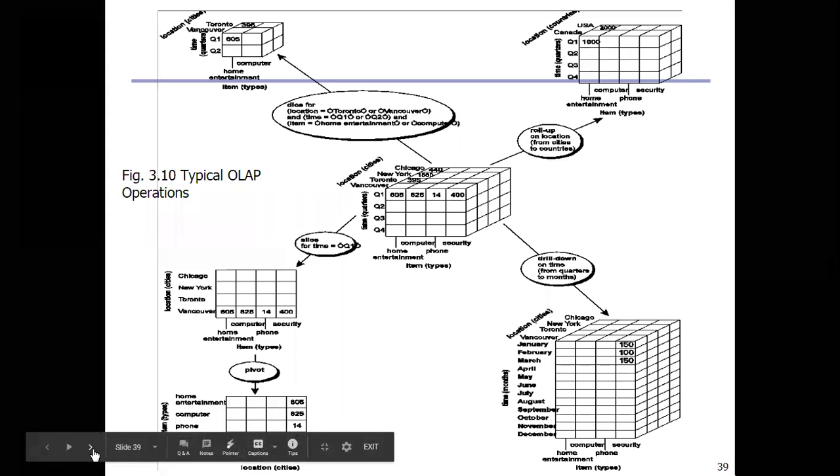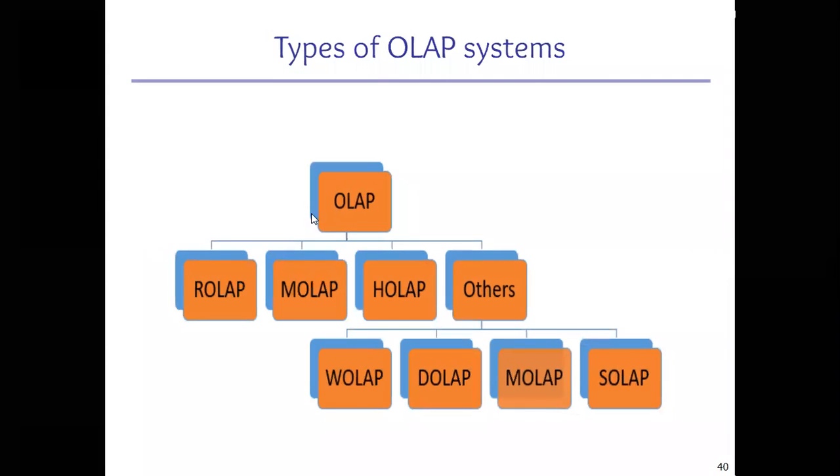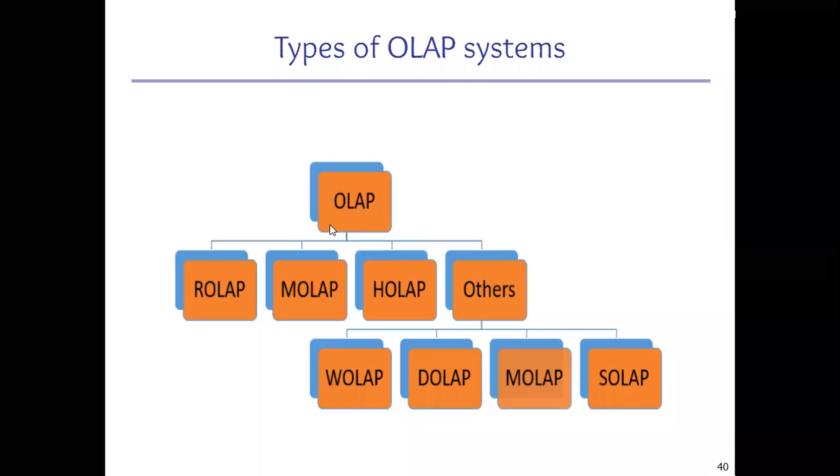So now I will go to the next point, that is types of OLAP system. Okay, so what are the basic types of OLAP system? This diagram I have given on one website, so you can check it there also, no problem. So what are the types of OLAP? The basic types of OLAP are ROLAP, MOLAP and HOLAP. So what is meant by ROLAP, MOLAP and HOLAP?